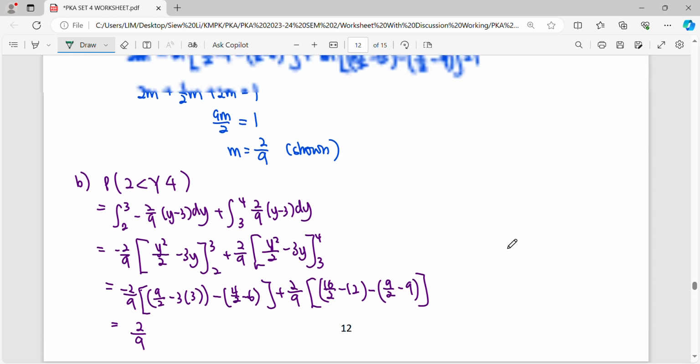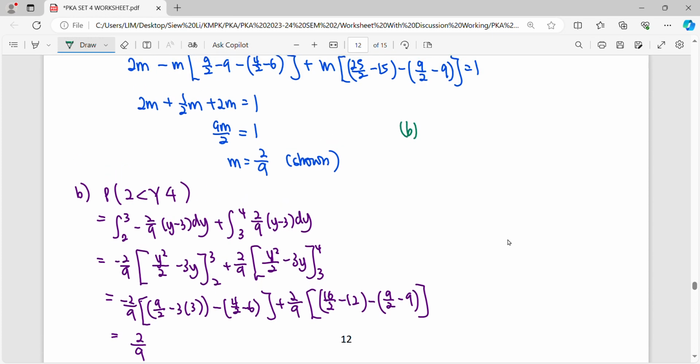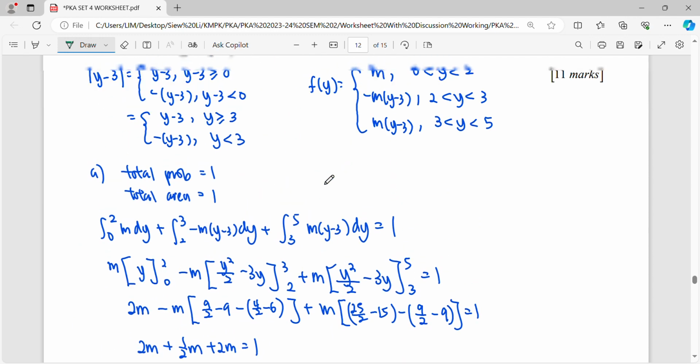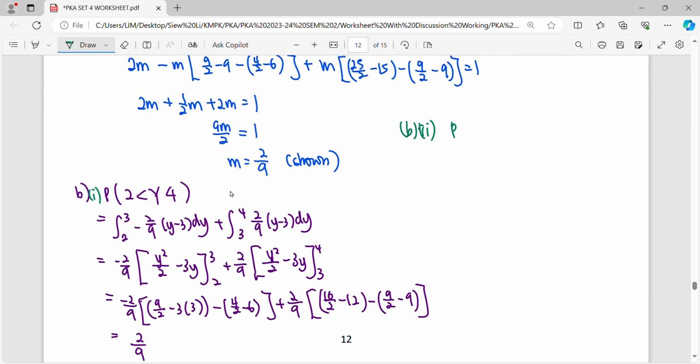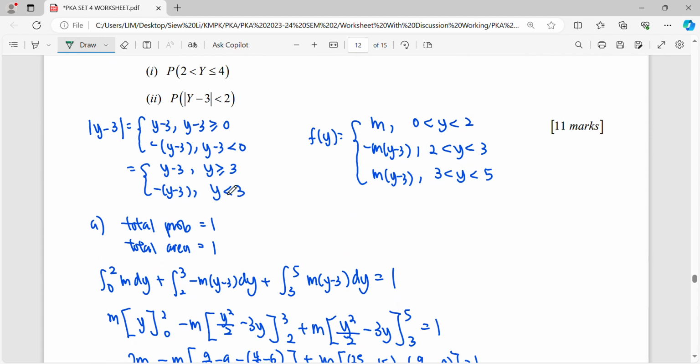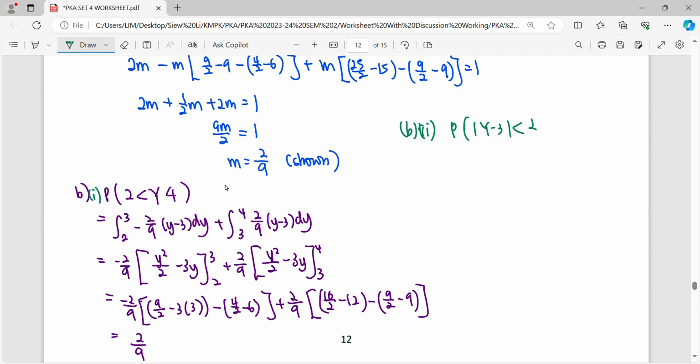Then for part B2, the question comes with modulus. So when the question comes with modulus, we solve the modulus first. Probability of modulus x minus 3 less than 2. So in continuous, whether you have equal or not, it really will not interrupt our working. Either way, we will still integrate from the value to the value. We have continuous here, so we will not skip the number.